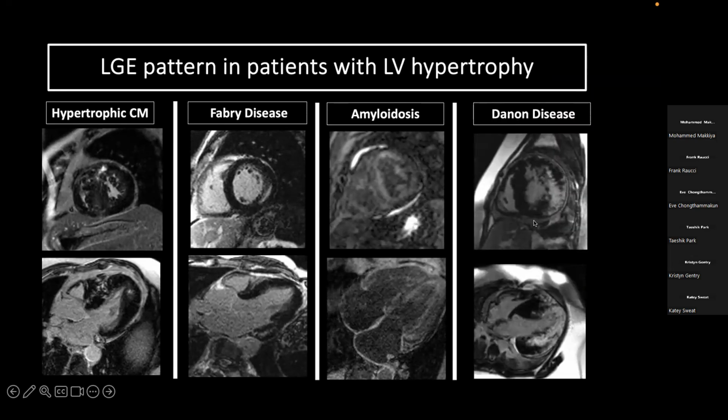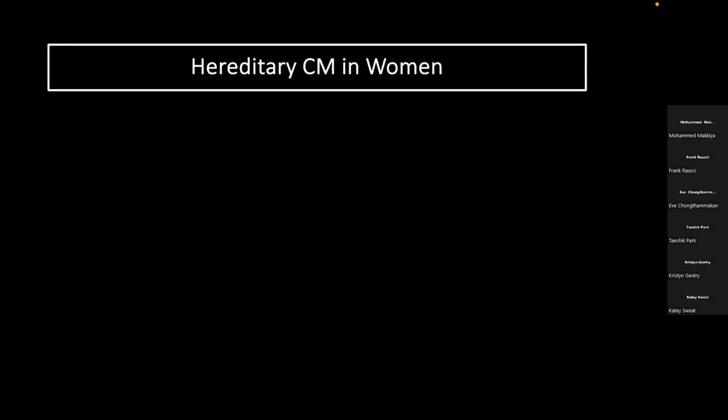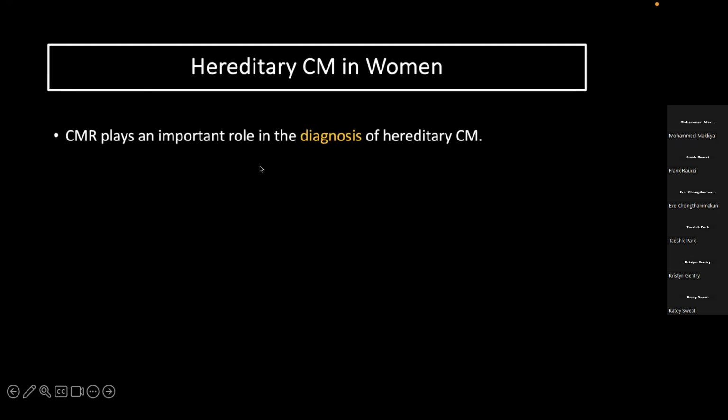Danon disease with relative sparing of the septum is very characteristic. So when you see a thick heart, the presence of LGE and the LGE pattern help differentiation. Just don't forget about inherited cardiomyopathies in female patients. They may manifest differently. So CMR plays an important role in the diagnosis of those patients, but know that there are some differences.